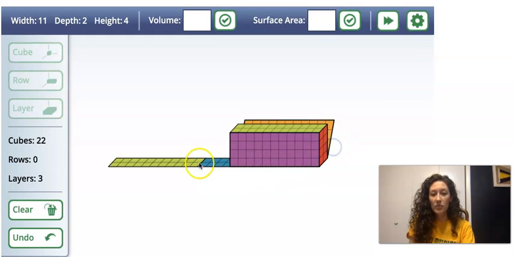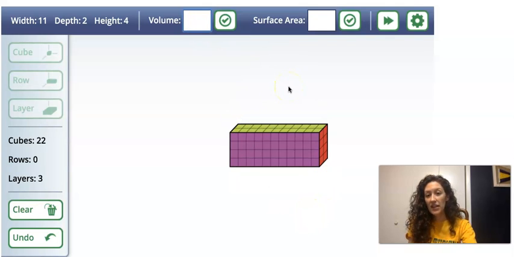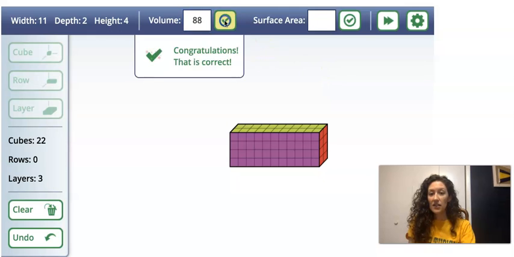Let's go ahead and fold up the rest of this and see how perfectly we filled it. So I'm pretty confident with that answer, 88 cubic units. And look, it says, congratulations, that is correct.